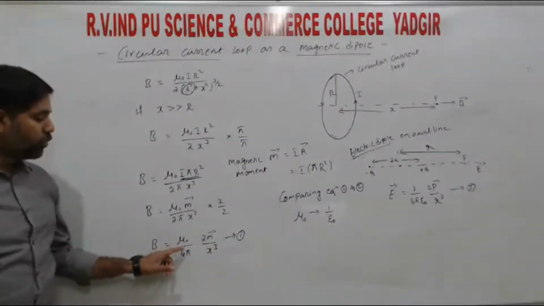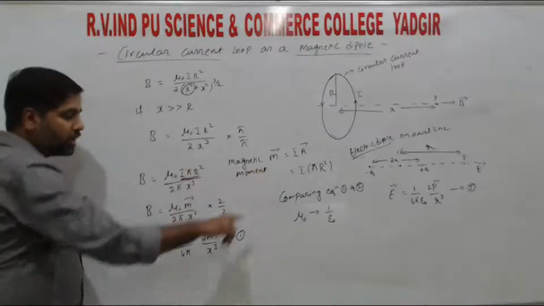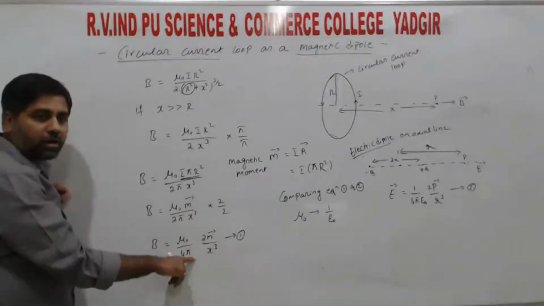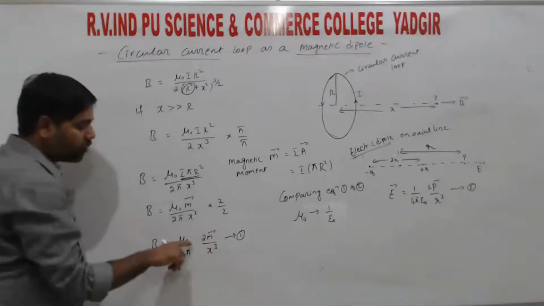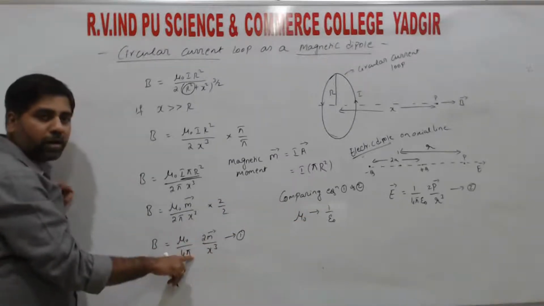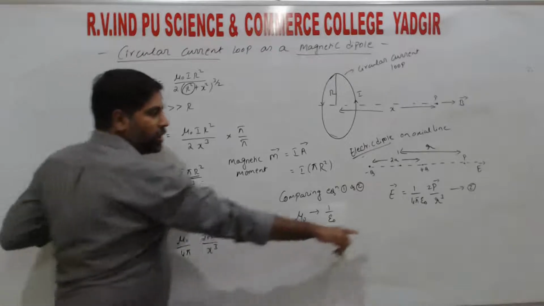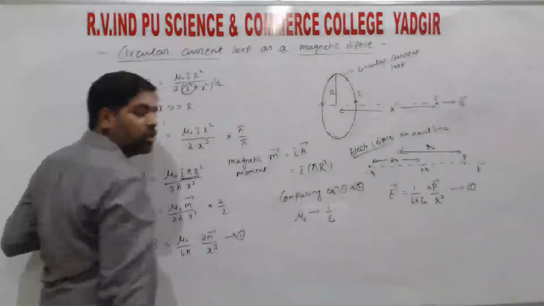So if we observe, we have mu naught by 4 pi. In the r equation there is 1 by epsilon naught, right? So the two relations: if we replace mu naught by 1 by epsilon naught, here we get 1 divided by 4 pi epsilon naught. So here there is a 2. Here also we are getting the same 2, right?